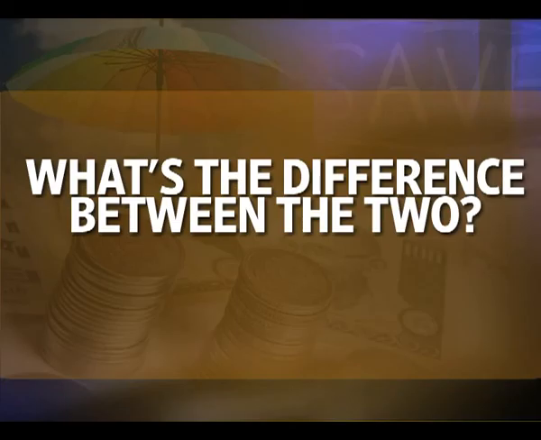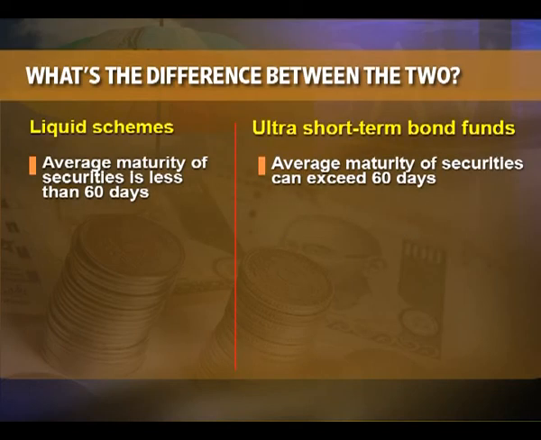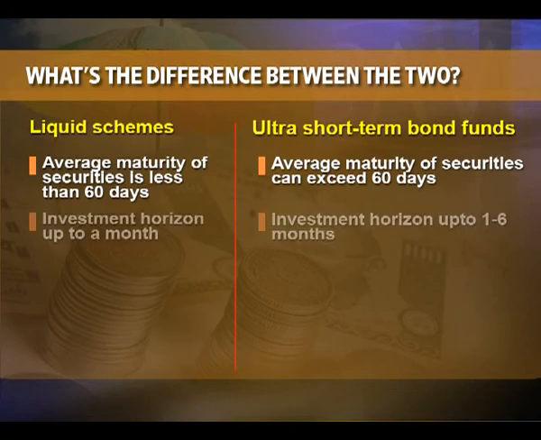Let's now take a look at the difference between liquid funds and ultra short-term bond funds. Liquid funds would invest in securities not maturing more than 60 days. Ultra short-term bond funds can invest in securities which mature after 60 days. Typically, the average maturity of an ultra short-term bond fund is 9 months to a year, which means, in other words, that if you wish to invest your surplus cash up to a period of 1 month, you need to look at liquid funds. But if you want to put away your cash and invest for a period of 1 month to 9 months, then take a look at ultra short-term bond funds.